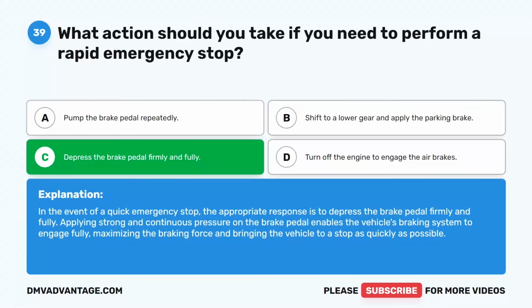In the event of a quick emergency stop, the appropriate response is to depress the brake pedal firmly and fully. Applying strong and continuous pressure on the brake pedal enables the vehicle's braking system to engage fully, maximizing the braking force and bringing the vehicle to a stop as quickly as possible.